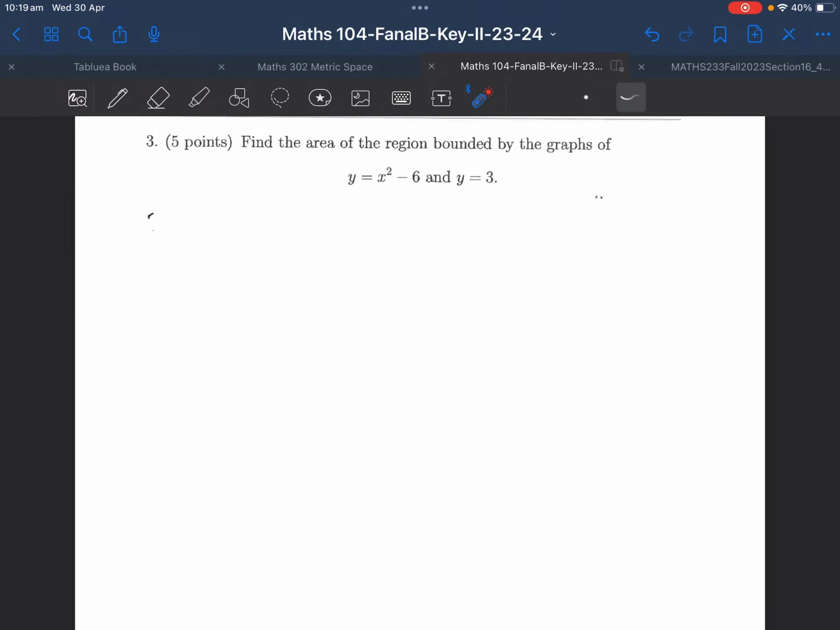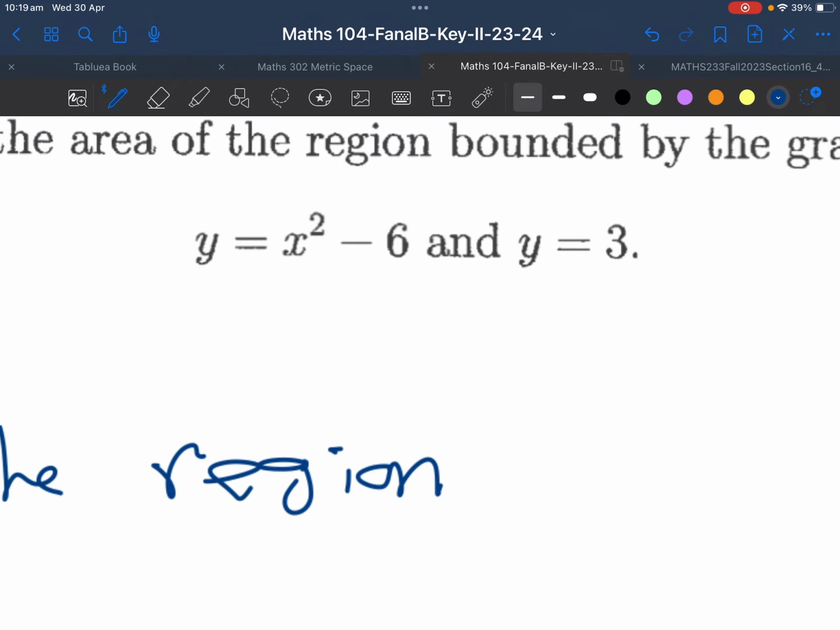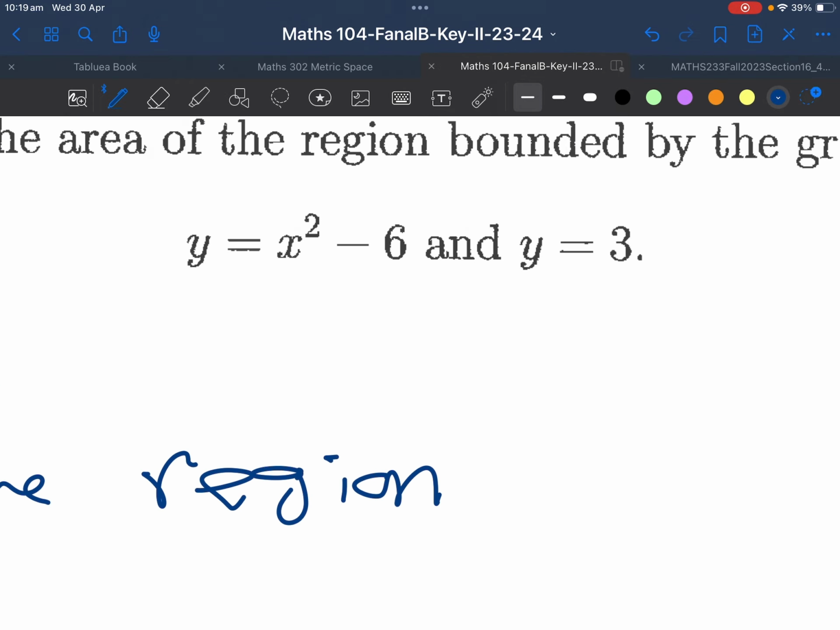Next question, we need to find the area of the region bounded by the graph. Remember, finding the area, first step, let me write it down. Step number 1, we need to sketch the region. Now we have to sketch the region. Now let's look at this function here, which I will do in red.